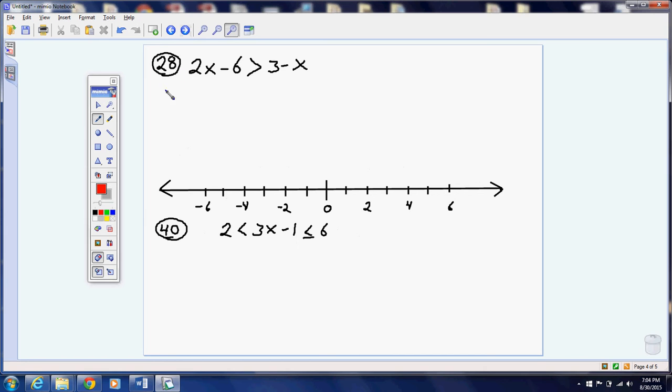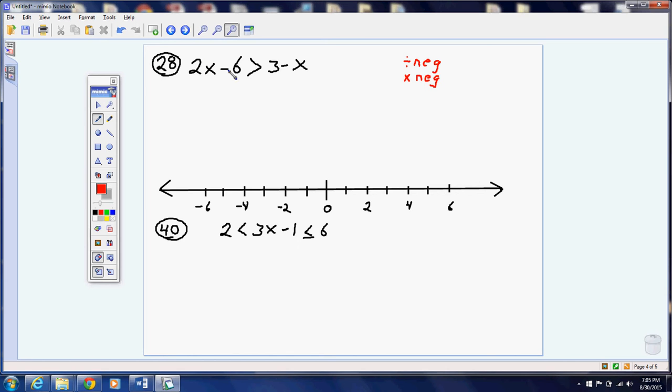Let's move on to number 28, and we are told to solve the inequality, then graph the solution. Remember that if we are going to divide by a negative number, we need to flip the sign, or if we're going to multiply by a negative number, we need to flip the sign. Also, as we saw in problem number 6, if we put the variable on the other side, we need to flip the sign as well. Let's see how this turns out.